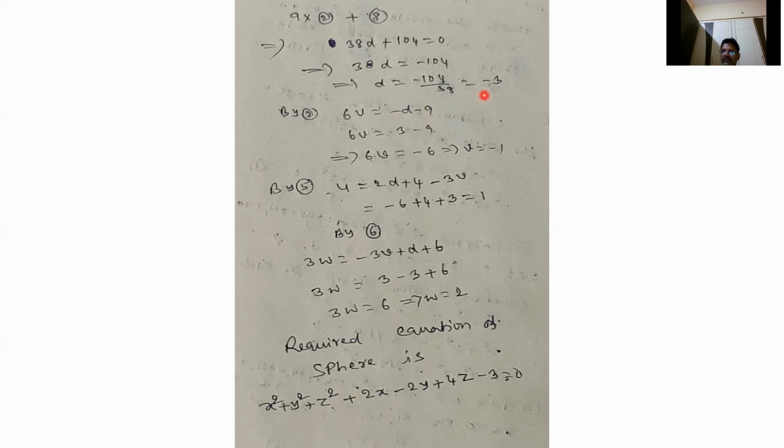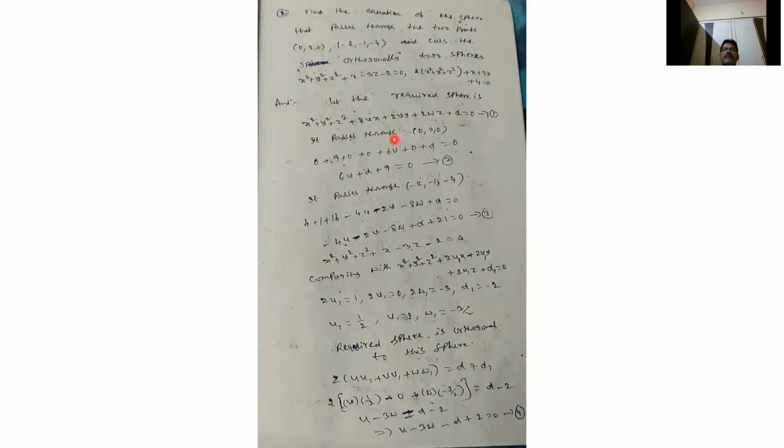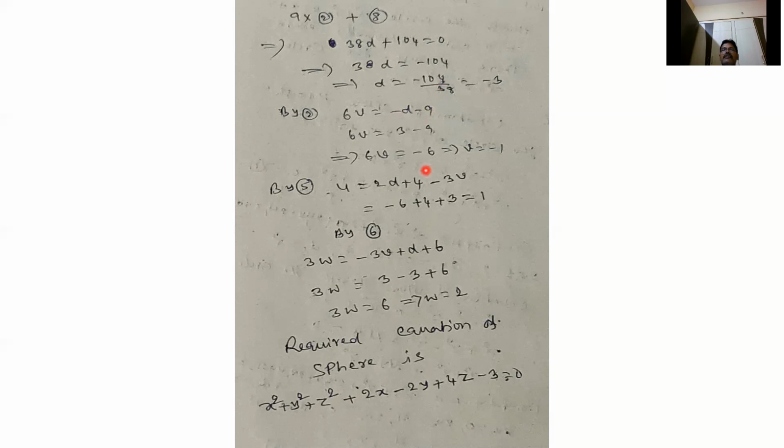So by 2: from this, 6v equal to, taking right side, minus d minus 9. So we'll get 6v equal to minus d minus 9. d is minus 3, we get 3 minus 9. 6v equal to minus 6. v equal to minus 1.